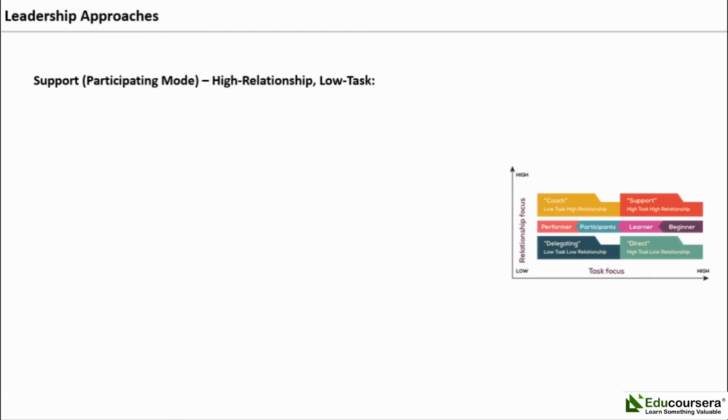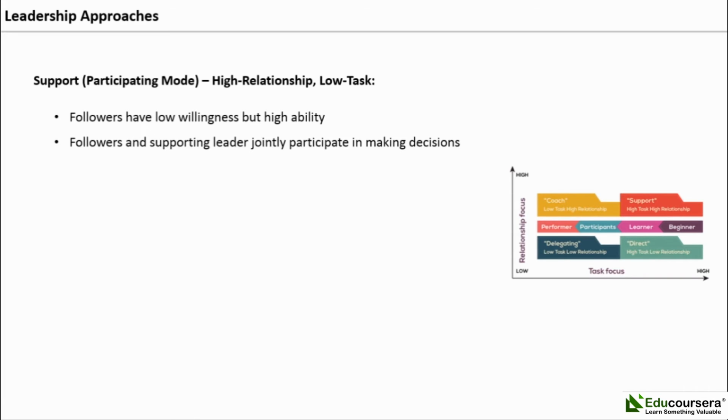Support, or participating mode. High relationship, low task. This style is used when a follower is not yet comfortable in making decisions but has the ability to do the job correctly, which indicates low willingness but high ability for the task. The supporting leader passes the day-to-day task-related decisions along with the followers. Followers and supporting leader jointly participate in making decisions, sometimes carrying them out together.